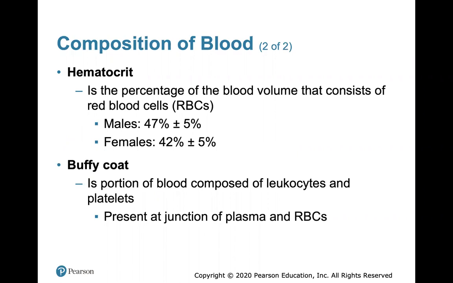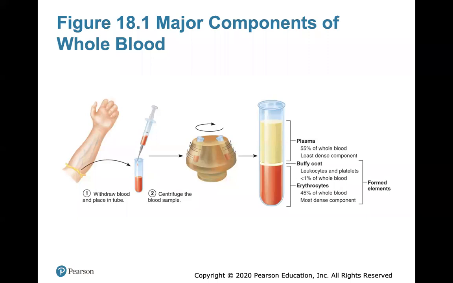The buffy coat is a portion of blood composed of leukocytes, which are white blood cells and platelets, and it's present at the junction of plasma and red blood cells. And what I mean by that is if we take a blood sample out of someone's arm and then centrifuge it down, so spin it very quickly, we get these major components of blood. So the plasma is the lightest. It will float to the top, and you should kind of know the basics of what the order of this blood sample will be like in terms of weight.